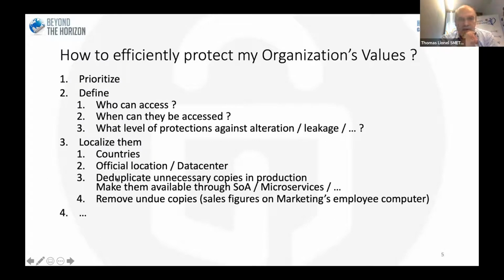How can I officially protect my organization's values? But first, I have to define what they are, and then I have to prioritize them. The biggest application used in a lot of companies was, until the pandemic, the internal website for the menu. It has a massive traffic right before lunch, and even then we don't protect it.